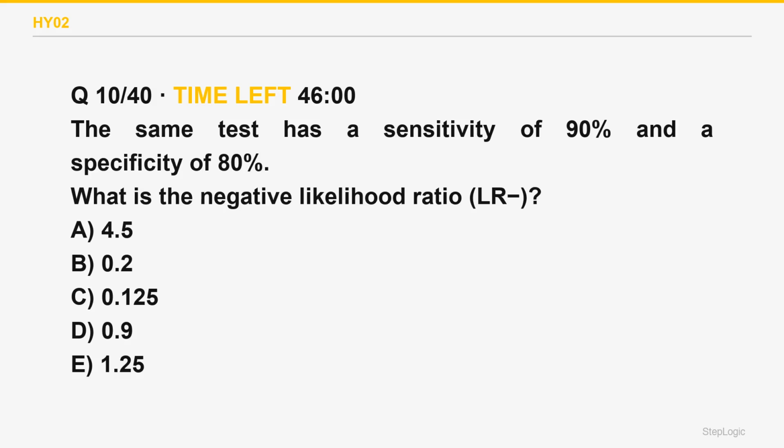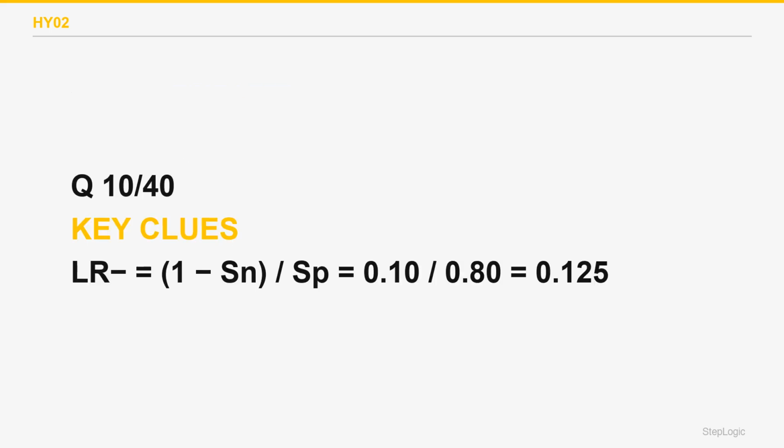What is the negative likelihood ratio? The same test has a sensitivity of 90% and a specificity of 80%. Read the command: the negative likelihood ratio. Use 1 minus sensitivity over specificity. The negative likelihood ratio is 1 minus sensitivity divided by specificity.